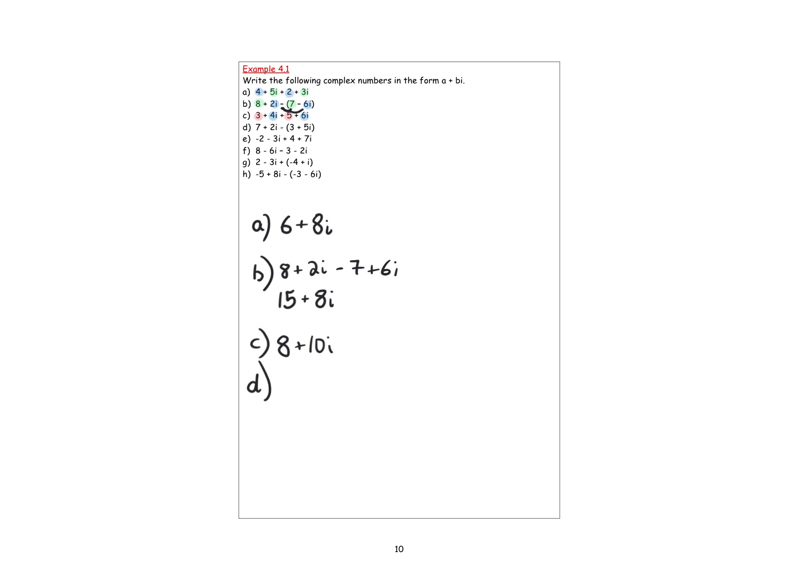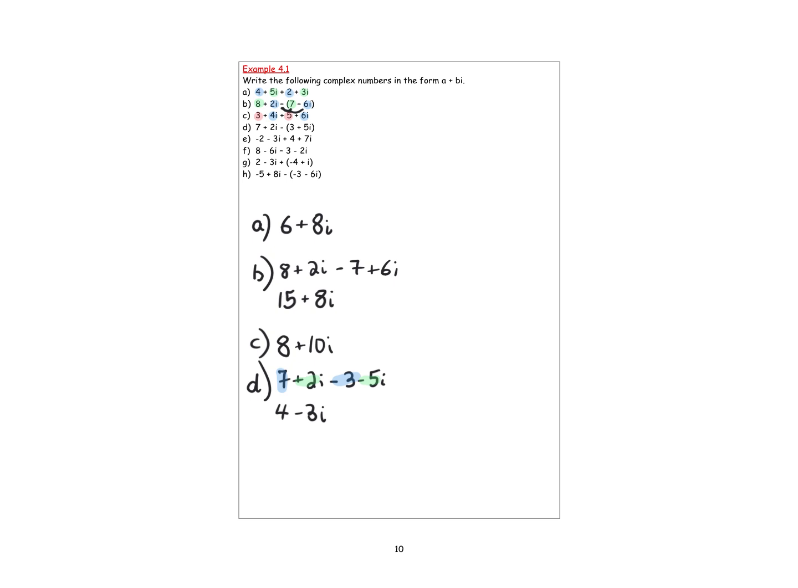D is very similar to part B, so I'm going to multiply the negative into the bracket to begin, and we'll get 7 plus 2i minus 3 minus 5i. Looking at the next part then, we're going to have to add the real parts together, the 7 and the minus 3, and the 2i and the minus 5i. That will leave us with 7 take 3, which is 4, and then 2i minus 5i, which is minus 3i.